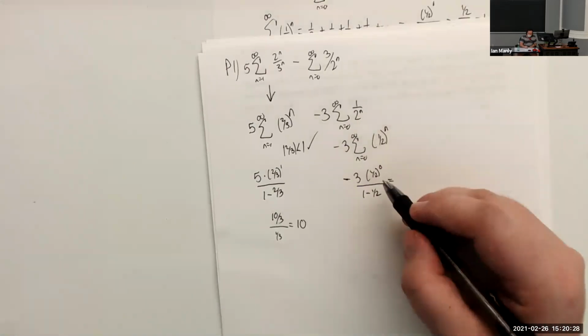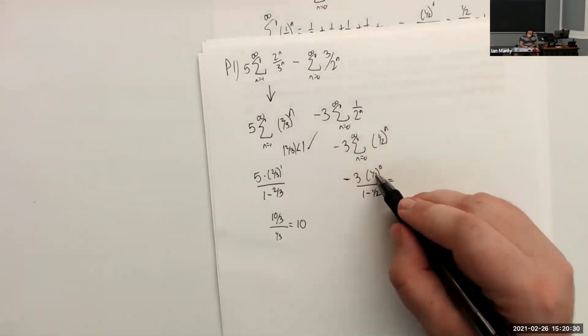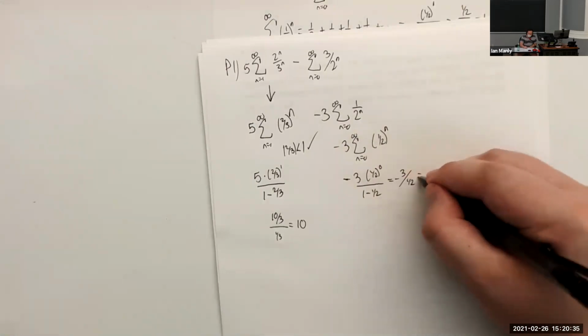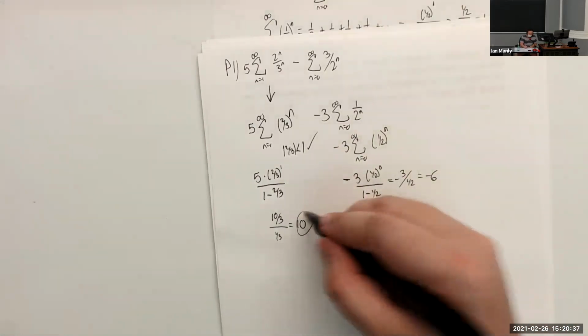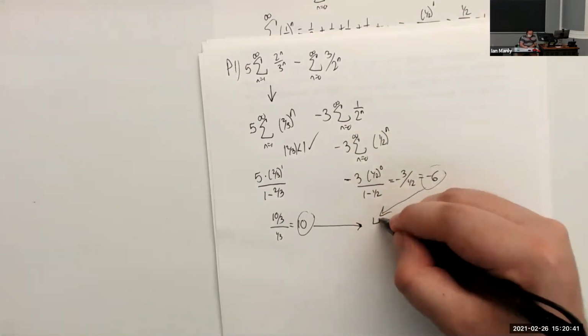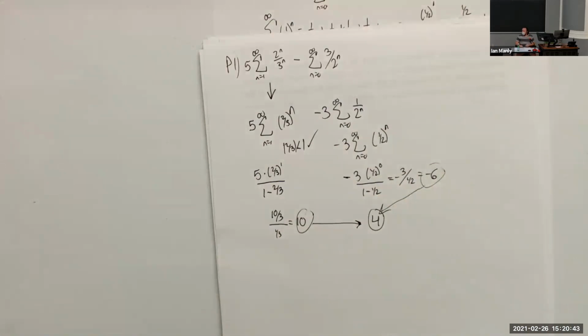All right, so what's this going to be? So we have 3 times 1 over 1/2. So this ends up being -6. So we combine 10 and -6, and we end up getting 4 for the whole thing. So the 4s had it. The 4s are totally right for this one. All right. So we got 4 from that.